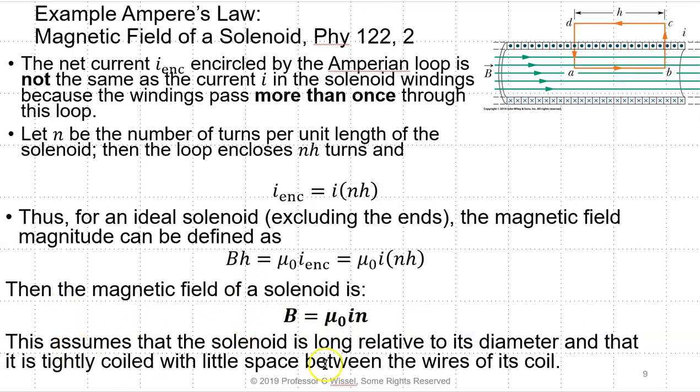Now this assumes the solenoid is long relative to its diameter and is tightly coiled with very little space between the wires of its coil. And that's typical for most solenoids. They wind these as tightly together as possible.